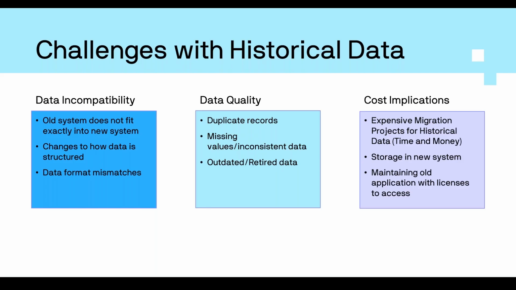So when it comes to the challenges with historical data, I've broken it out into a couple of different buckets: data incompatibility, data quality, and then as a result of those two things, there's some cost implications. When it comes to data incompatibility, whenever you're moving an existing application and trying to move into a new one, there's naturally going to be some incompatibility issues. Your old system is not your new system, so it isn't a 100% match to be able to bring that old data into the new system, which then creates quite a bit of complexity.